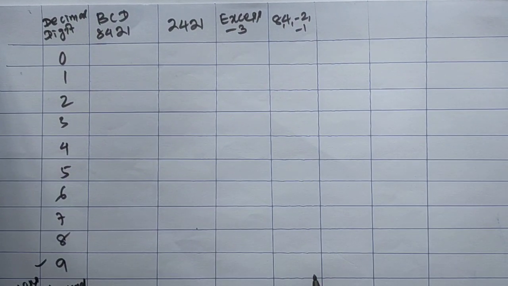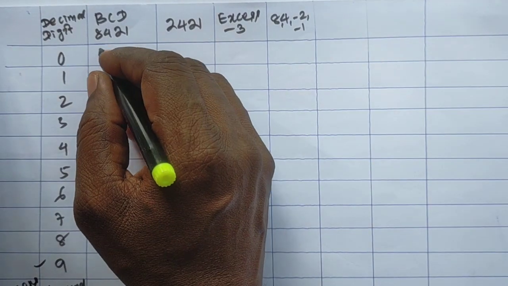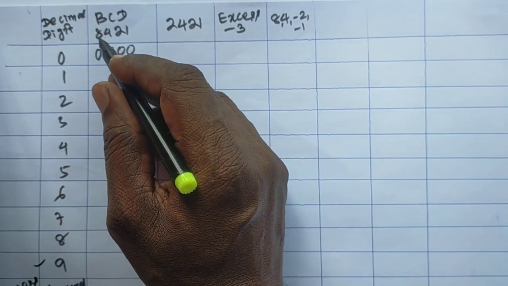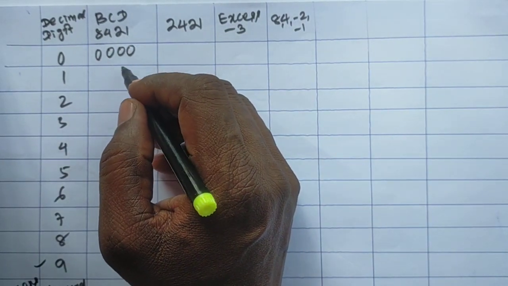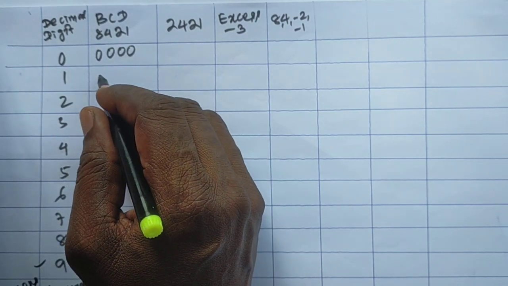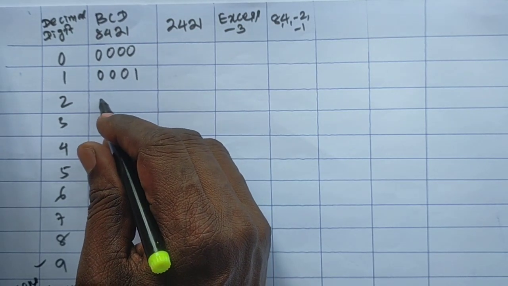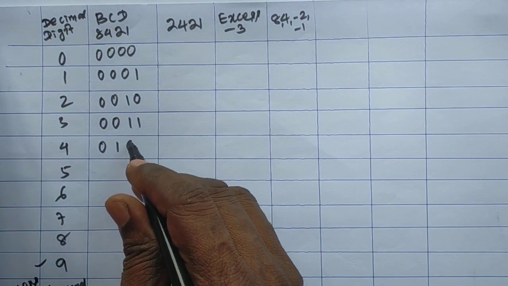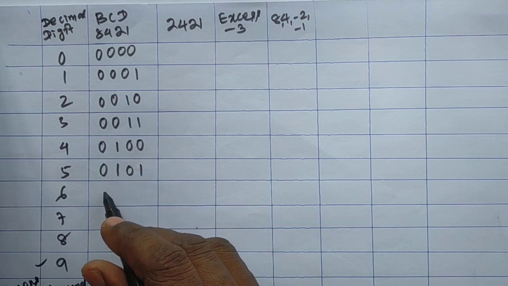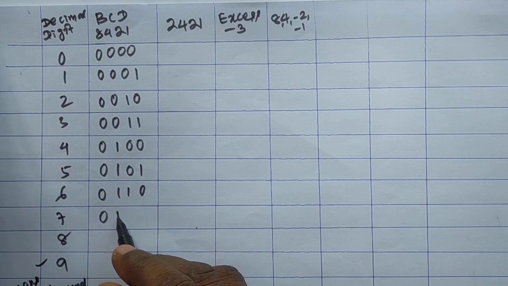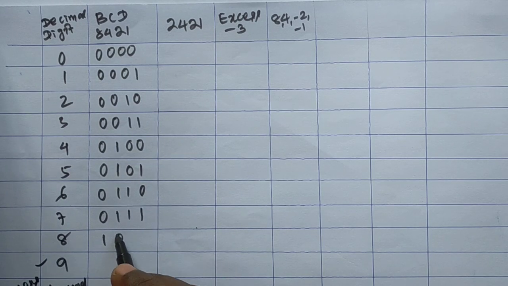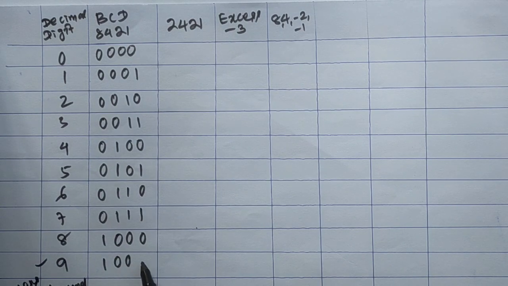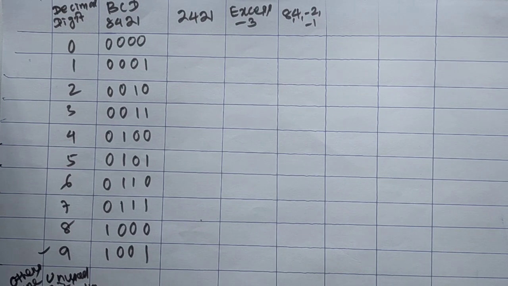Now we'll start very simply with 0. 0 means 0000, because all are 0, no need of the weights 8 4 2 1, only 0. If 1 is required, very simple: 0001. 2 is 0010, 3 is 0011, 4 is 0100, 5 is 0101, 6 is 0110, 7 is 0111, 8 is 1000, 9 is 1001. Like this the numbers are required. This is the very simple BCD number we have already discussed.